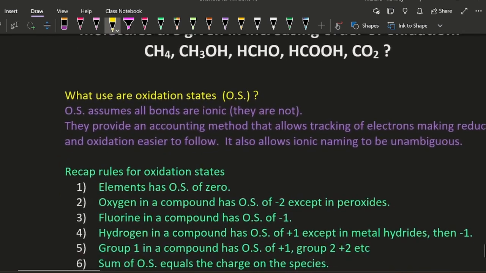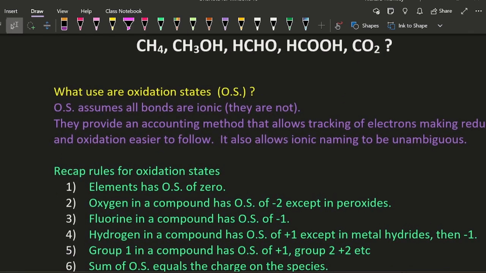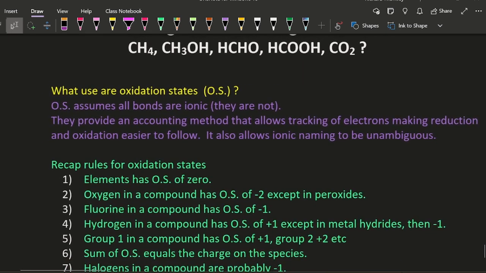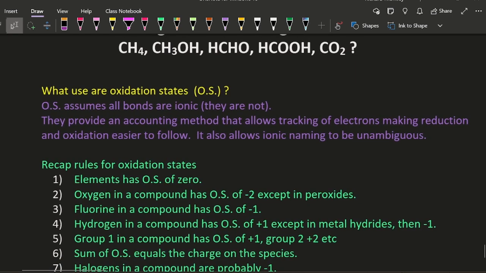What are oxidation states? Well, first of all, we have to assume all the bonds are ionic. They're not. Why would you do that? Because that then provides an accounting method that allows tracking of electrons and making reduction and oxidation easier to follow. It makes the naming unambiguous. And there we go. So it helps us out with the chemical kind of bookkeeping.